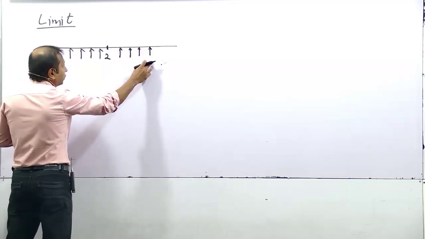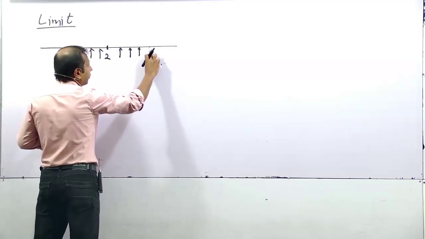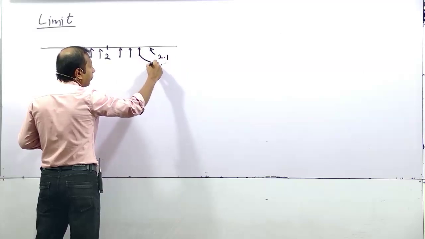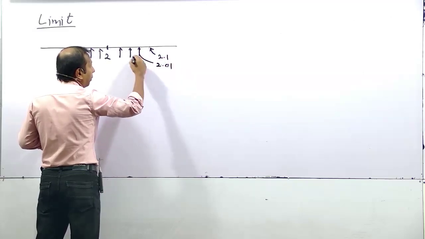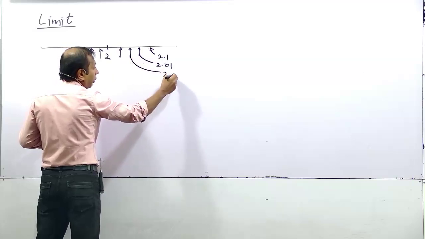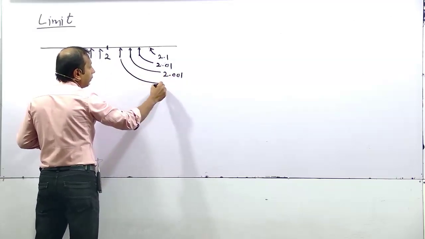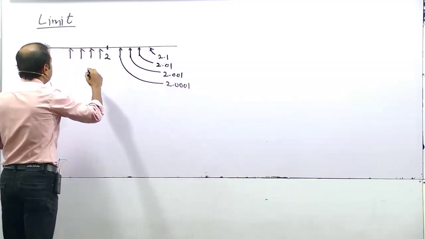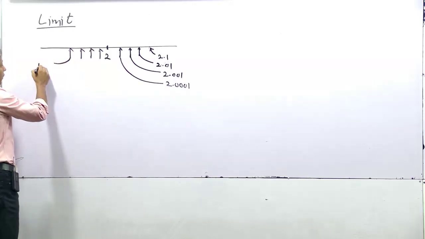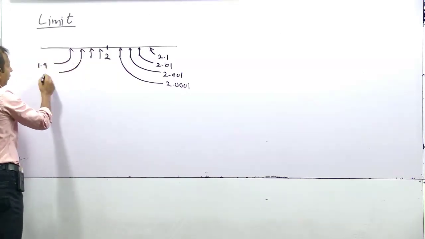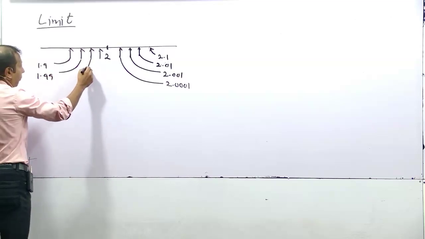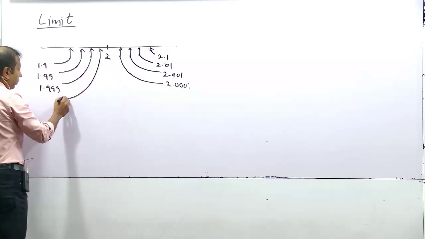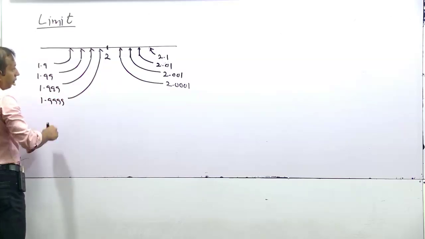Right. First, we can write these numbers this way, right? This is 2.1, 2.01, 2.001, 2.0001. And on the other side, 1.9, 1.99, 1.999, and 1.9999.